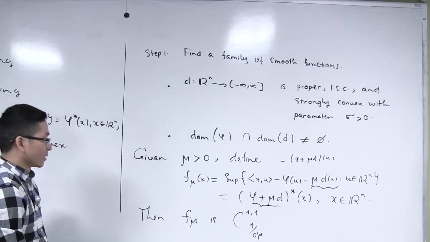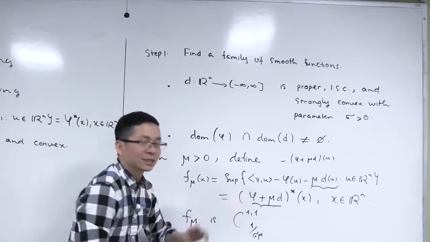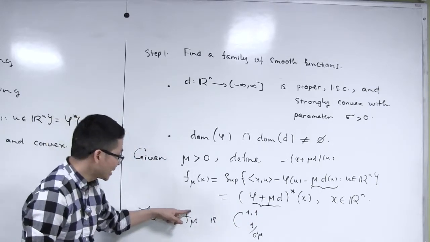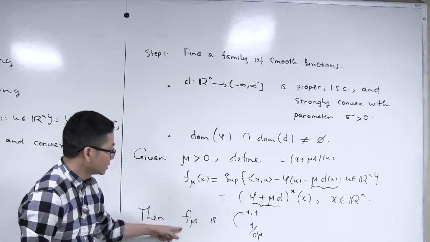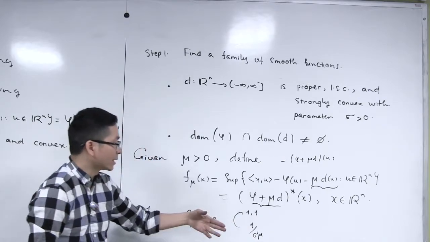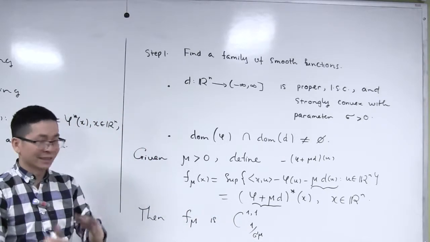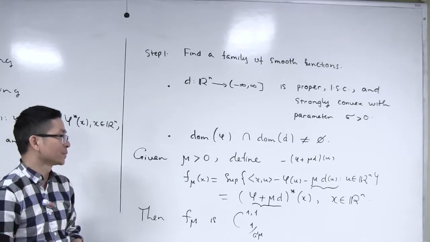Now, the conclusion is that f sub mu is a C^{1,1} function, and the gradient of f sub mu is Lipschitz continuous with Lipschitz constant 1 over sigma times mu. How come this is true? It's very, very simple.